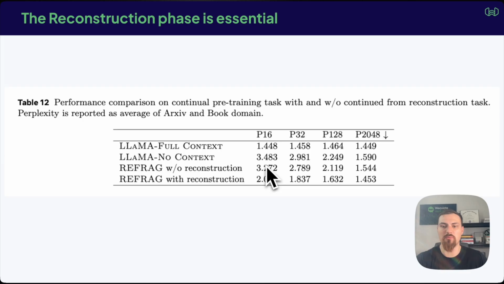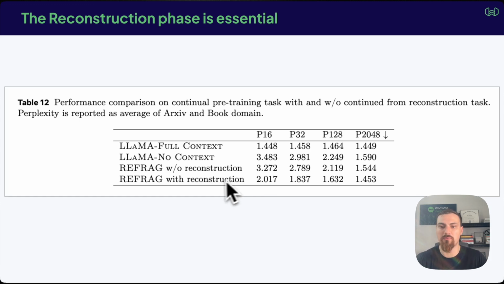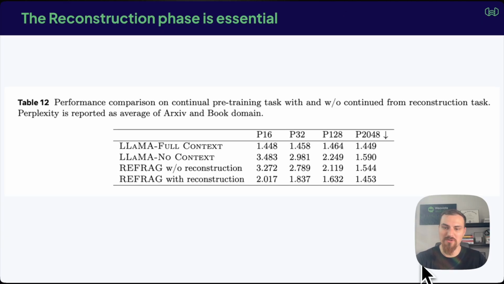And then they show that the reconstruction phase is essential. So aligning the encoder space with the decoder space, they show that this is a critical part of making this work, similarly as the curriculum learning. So, just showing the importance of the different details of the training recipe.